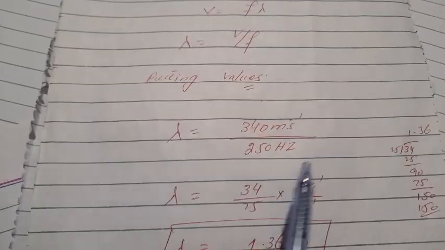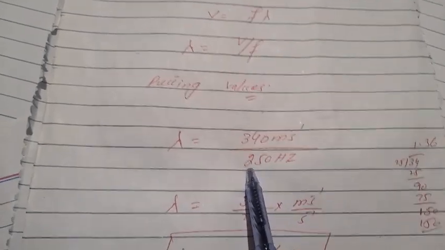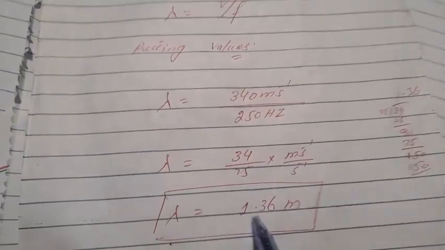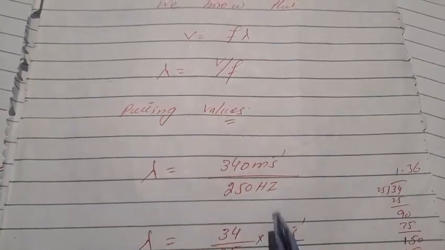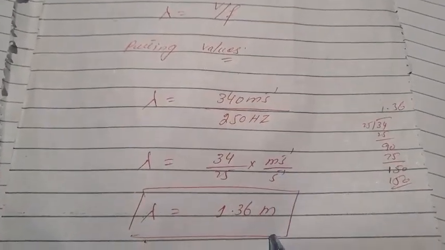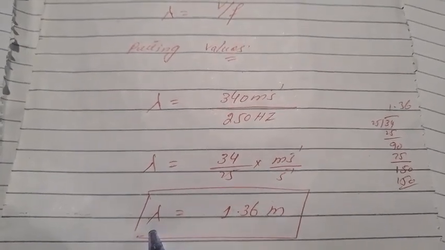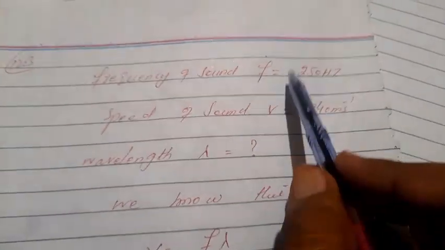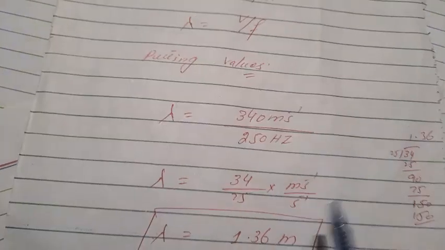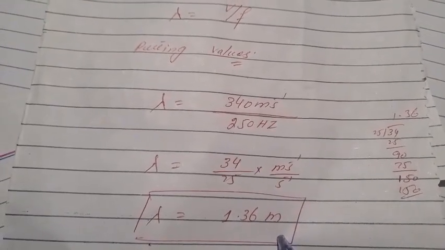By putting the values, the speed of the wave is 340 meters per second and the frequency is 250 hertz. Dividing 340 by 250, we get 1.36, and we also know that hertz is equal to second inverse. Second inverse cancels with second inverse and we get only meter, which is the unit of wavelength; wavelength is measured in meters. So the wavelength of a sound wave which has a frequency of 250 hertz and a speed of 340 meters per second is 1.36 meters.